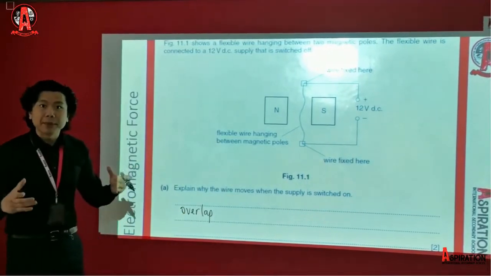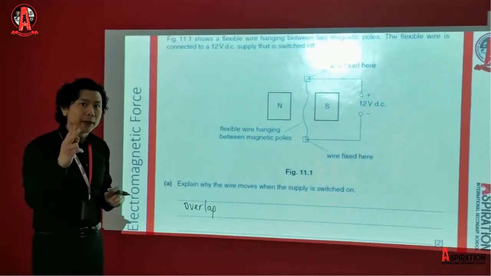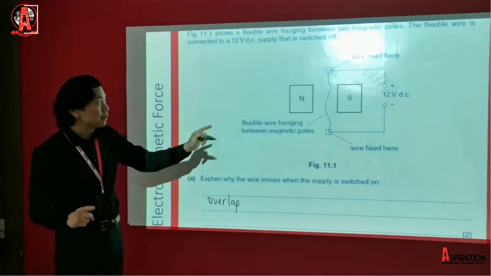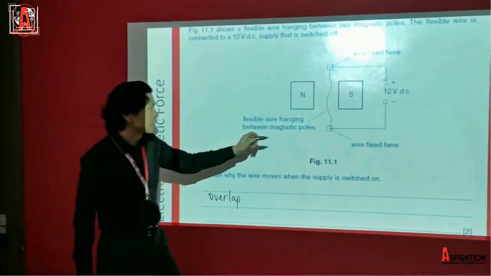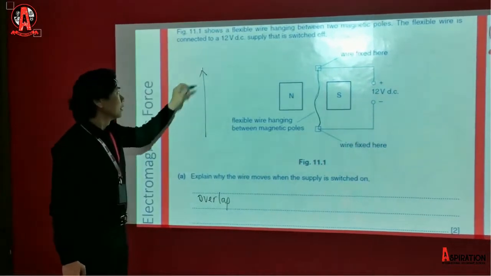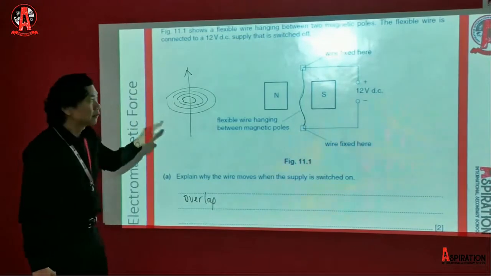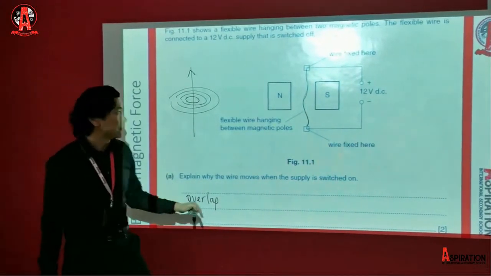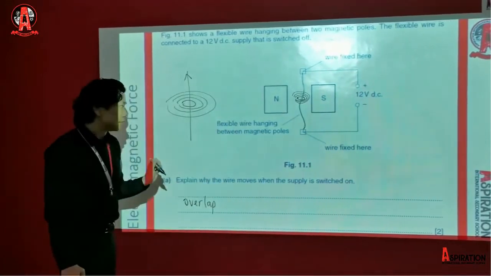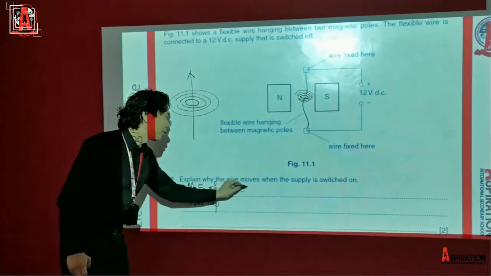Now, what are being overlapped? There are two things that are being overlapped. There are two magnetic fields that are being overlapped. Firstly, is the magnetic field of the current carrying conductor. This wire here. Now, when I draw it like that, it may look more familiar. So this is the magnetic field of the current carrying conductor. So just imagine the magnetic field being here.